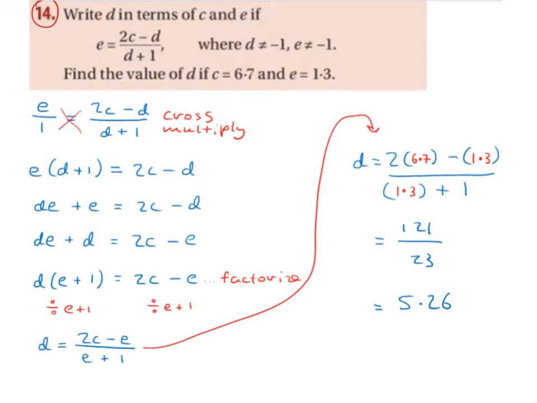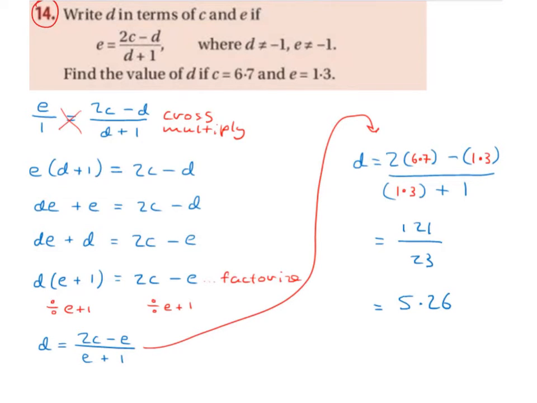Write D in terms of C and E if E equals 2C minus D over D plus 1, where D is not equal to minus 1, E is not equal to minus 1, and then find the value of D if C equals 6.7 and E equals 1.3. So the first thing I'm going to do is change the E to be E over 1, so that I have a fraction on the left of my equal sign and a fraction on the right of my equal sign. Then I'm going to cross multiply. E multiplied by D plus 1, I'm just going to write out here. And then 1 multiplied by 2C minus D is just going to give me 2C minus D.